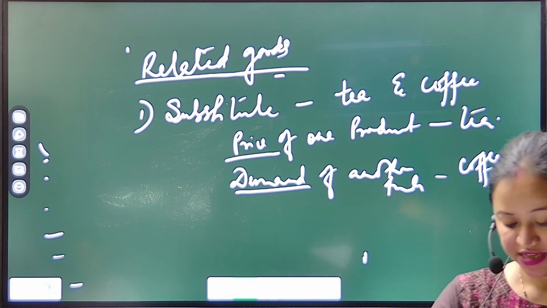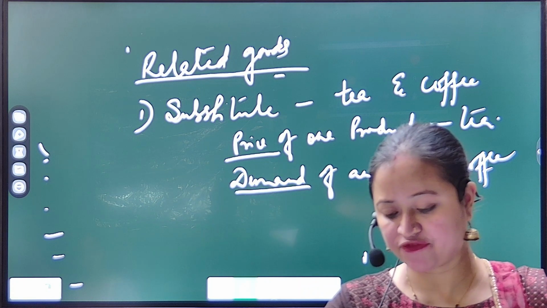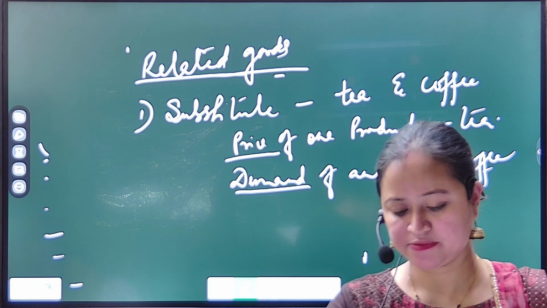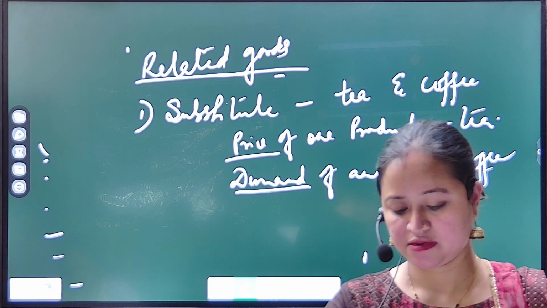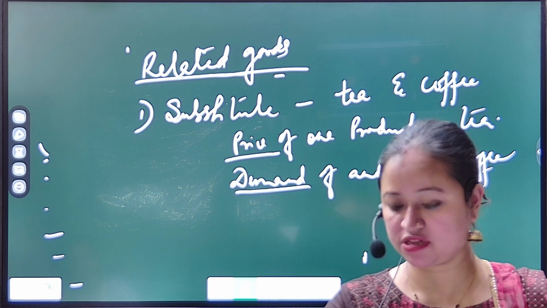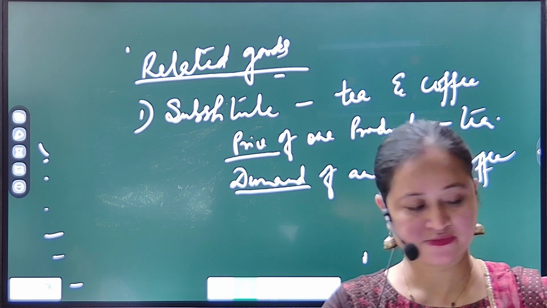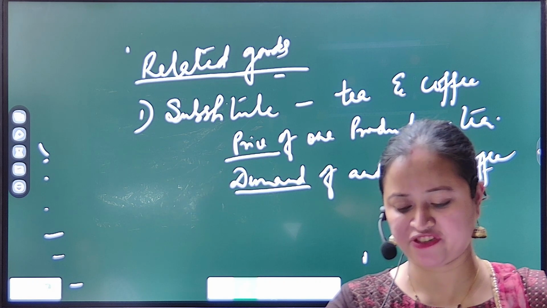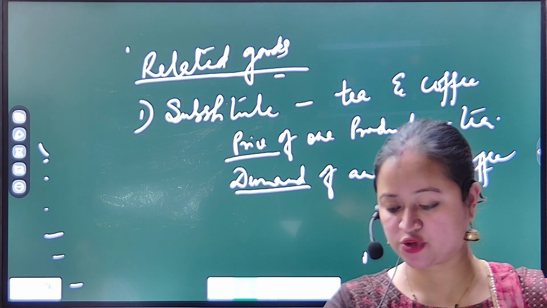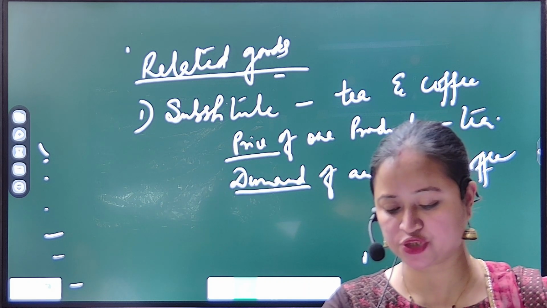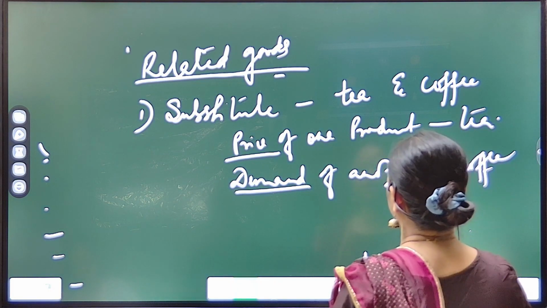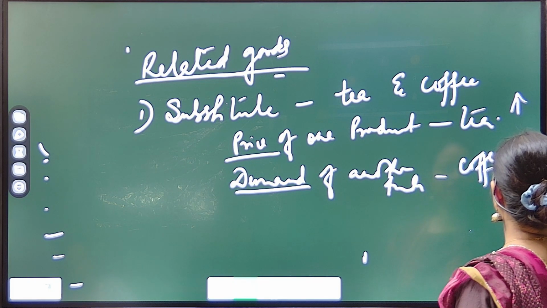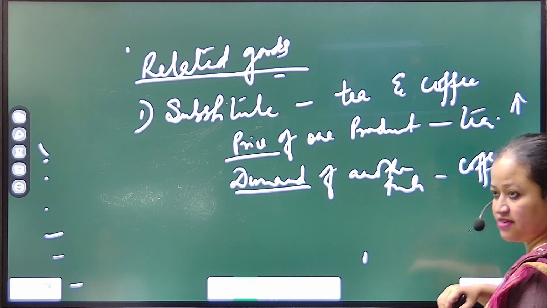compete with one another. So here, if the price of coffee falls, the demand for coffee will rise following the law of demand. Since coffee is the substitute for tea, people will reduce the consumption of tea. It's like if the price of tea increases, the demand for coffee will increase. Right? Fine?